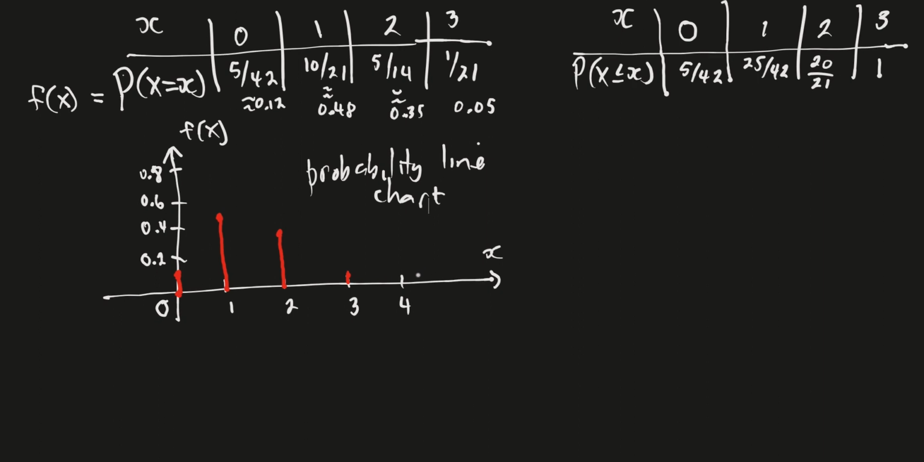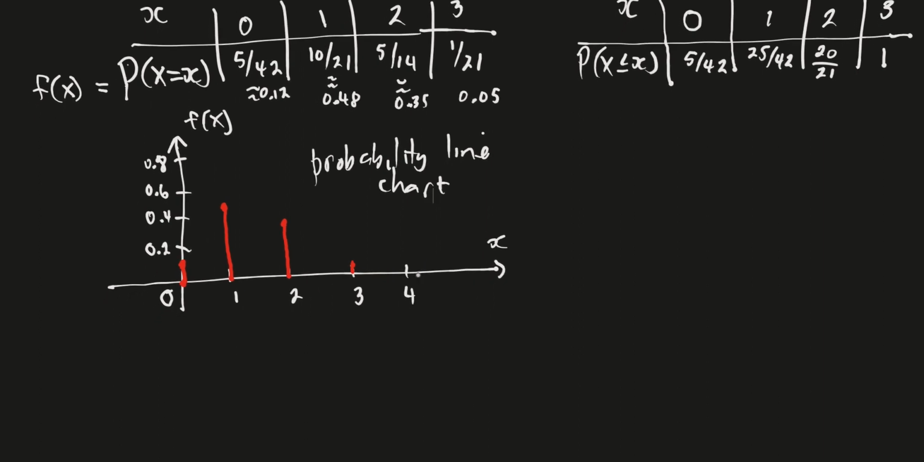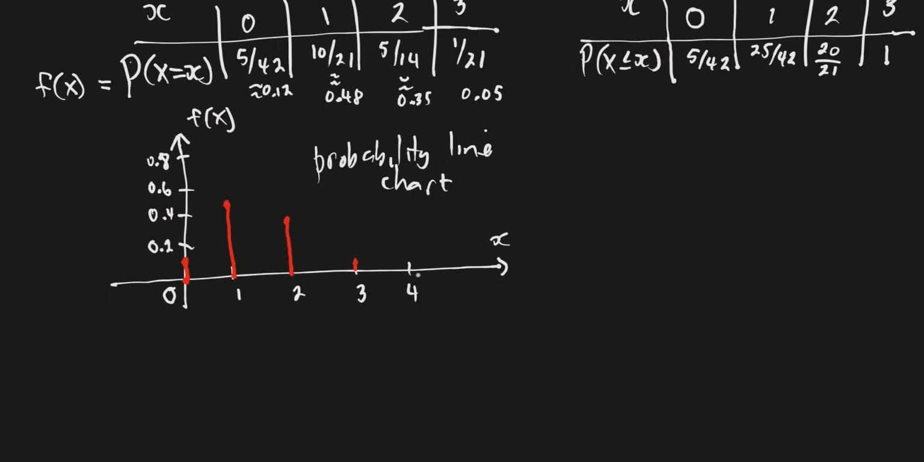Another way is where we can do what's called a probability histogram. What does that look like? The setup is going to be very similar.